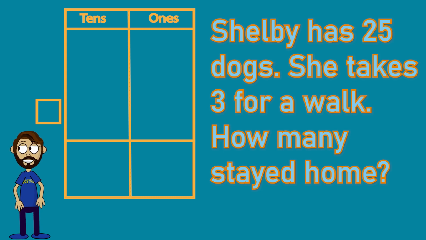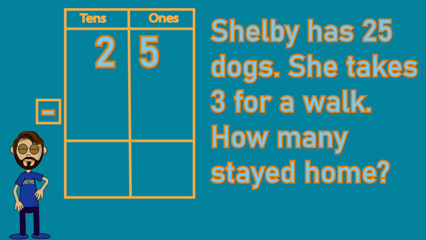So, we know that Shelby is starting with 25 dogs, but she's only taking 3 for a walk this time. And the rest are staying home. So, if she only has 25, could there be more dogs that are at home? No, it has to be less, which tells us we need to subtract, which uses a minus.